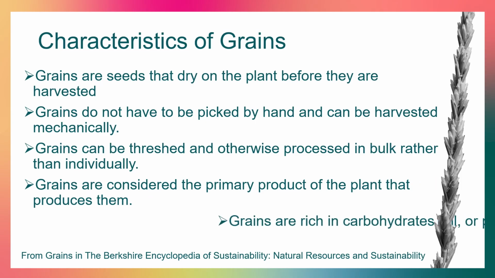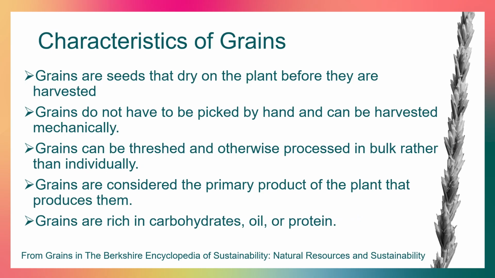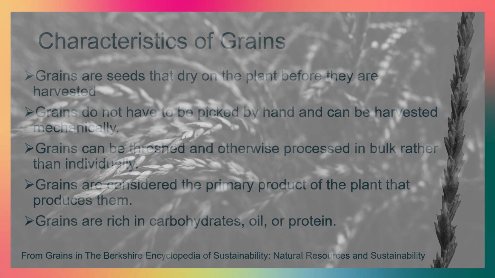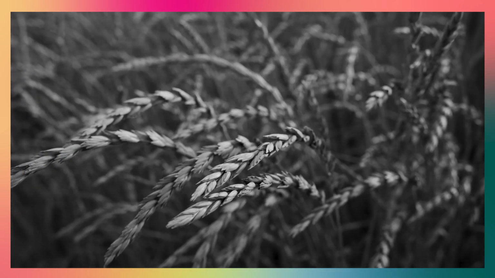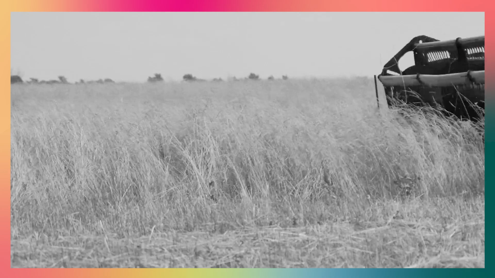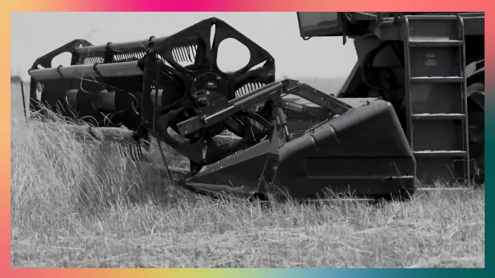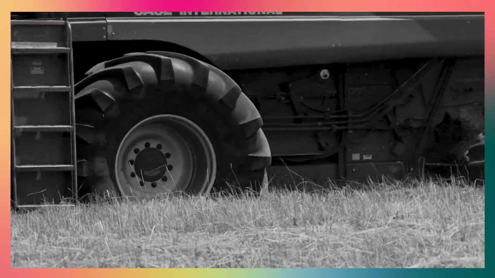So, what does that all look like together? Let's take a look at wheat, one of the most famous grains, as an example. Wheat is allowed to dry entirely before it's harvested, which is done mechanically with a combine. That combine will also take care of the threshing, leaving only the naked seed to be transported away.